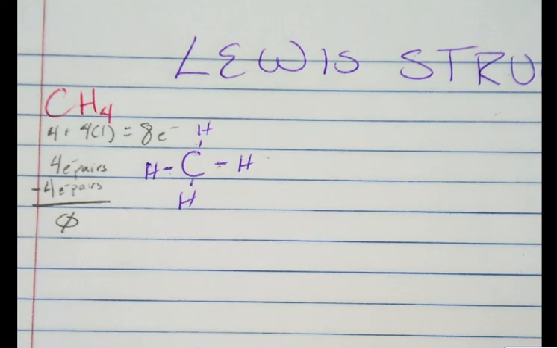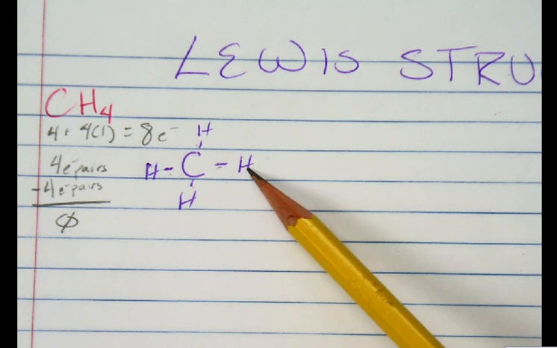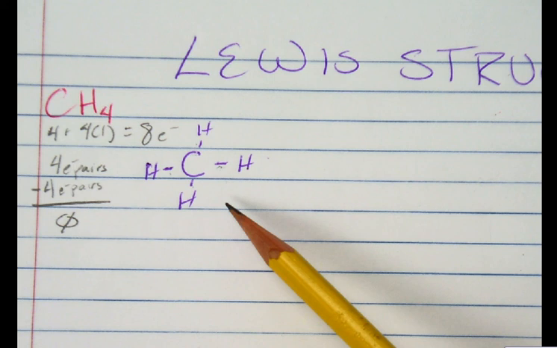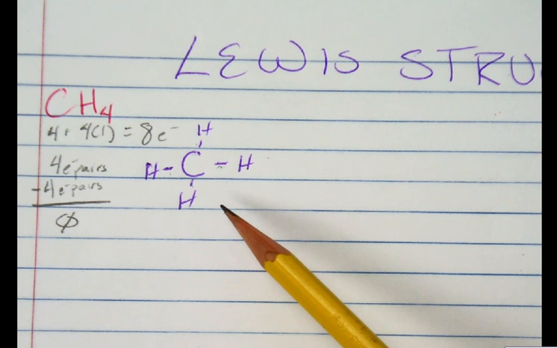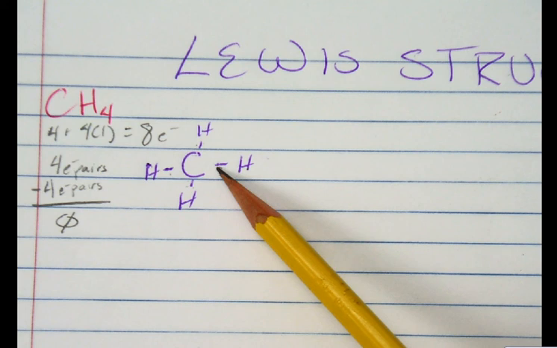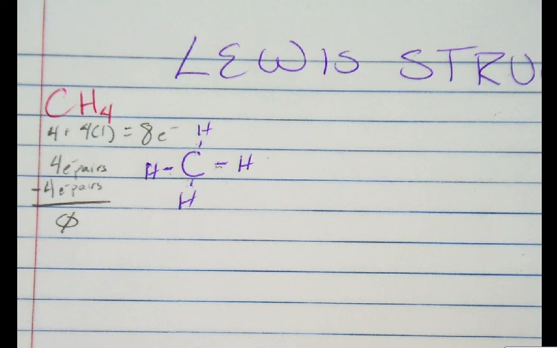Check to make sure we've satisfied the octet rule for each one. Hydrogen is satisfied with 2, so each one of these hydrogens has a bond to it. That's 2 electrons, so hydrogen is satisfied. Carbon has 2, 4, 6, 8. Carbon is satisfied. We have satisfied the octet rule, so this is a valid Lewis structure.